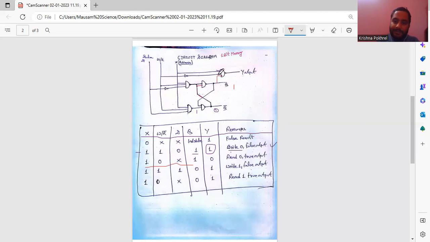So output is always determined by this red line, from the terminal Q. Whatever the data, our output will be determined by that, since we know that the previous state Q was 1. So 1, when it comes here, then the output will be 0.